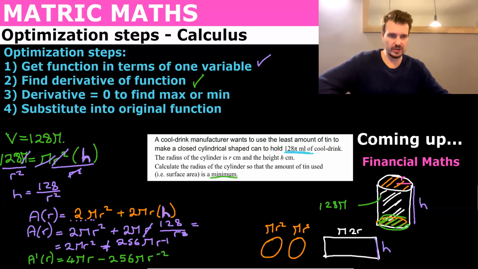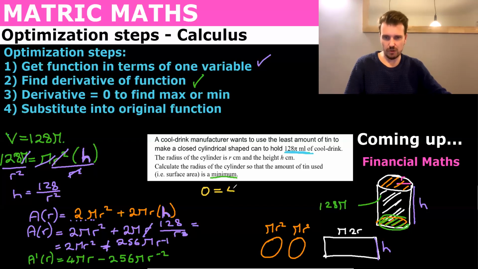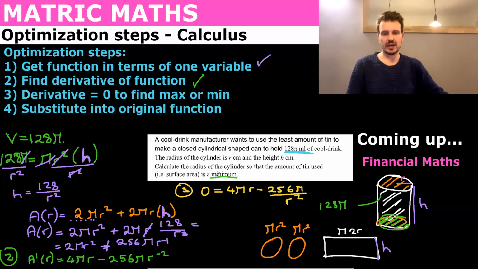Now I'm going to do the third step, which is to make it equal to 0. So 0 equals 4 pi r minus 256 pi, and instead of r to the minus 2, I take it to the bottom and make it r squared. This was step 2 in green, and step 3 was in yellow. Now all I do is take one of these across. It's easiest to take the 256 pi over r squared across, because then it becomes a positive.